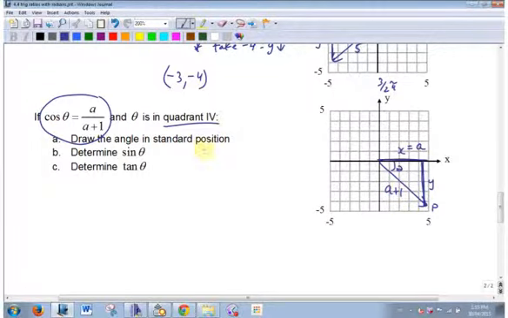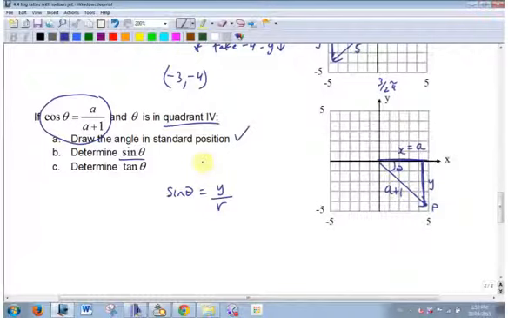So draw the angle in standard position. Done. Sine of theta. What's sine of theta? Sine of theta is y over r. I got r. I just need to know y. Not quite as easy as the carpenter's triangle. Got to do a little bit of work here, right?